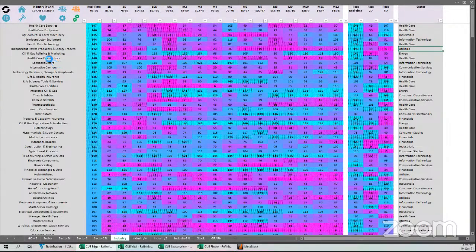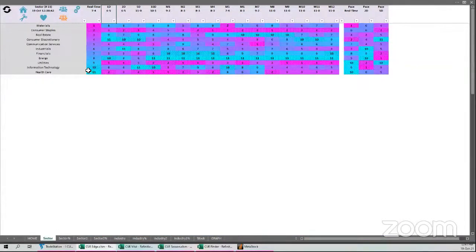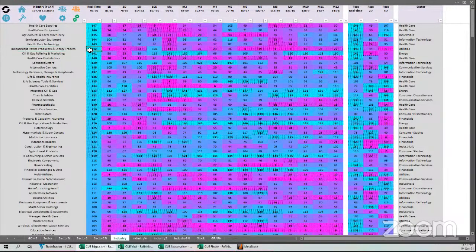Similarly, utilities, independent power producer, energy traders. It was the worst performer yesterday. Today it is among the top 10. Should I not look into that? I think I should look into that if I'm an active trader. That's why I don't drill down from sectors. I look at sectors, that's good insight, but I like to look at industries.